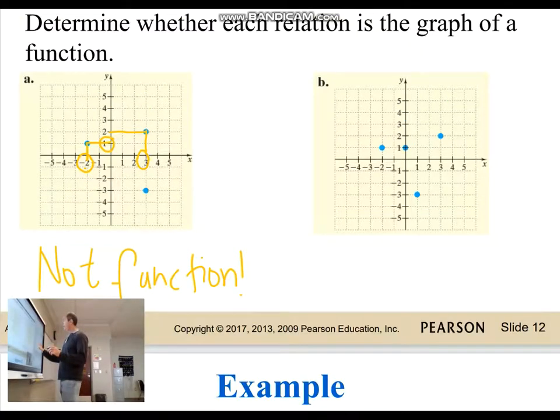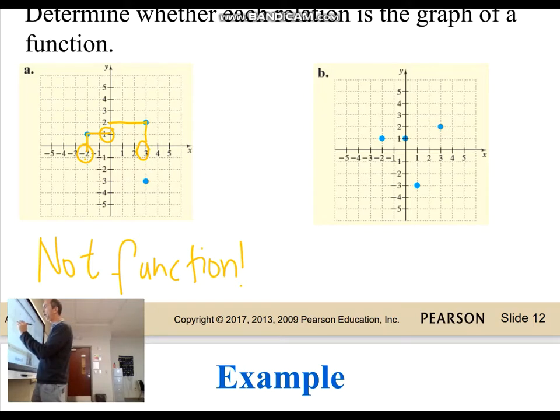The other example that we have here, let's check the same thing. For each x, we will have 1 y. For x equals 0, we will have 1 y. For x equals 1, we will have y equals -3. For x equals 3, y equals 2. That means for each x, we will have one and only one y, and we can say yes, it is a function.